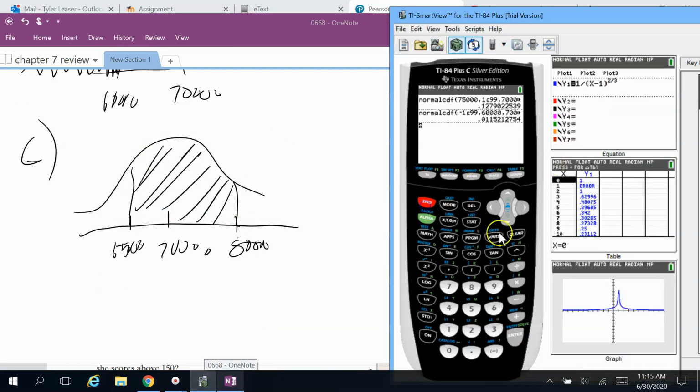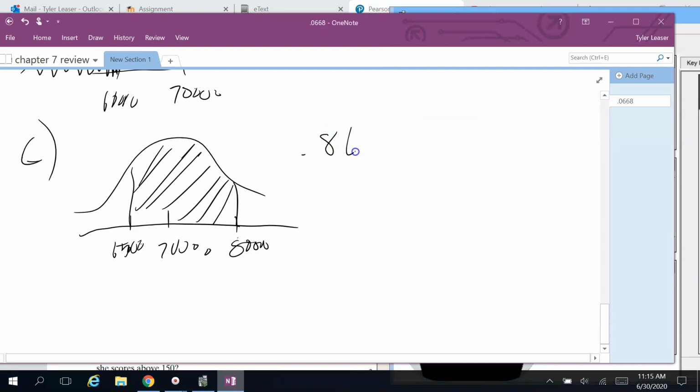So same thing, second, distributions, the normal CDF. This time the lower limit is at 65,000. The upper limit is at 80,000. Mean still the same, standard deviation still the same. Paste, enter, we get 0.8606. So the proportion of tires that last between 65,000 and 80,000 is 0.8606.